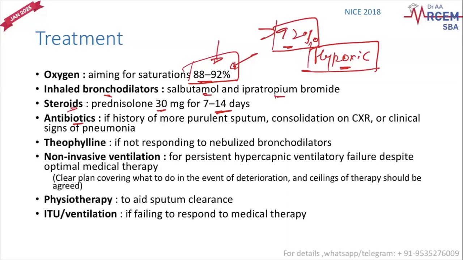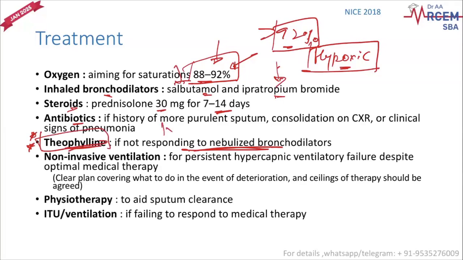Okay, so most of the patients get an antibiotic because infection is the most common factor here. Theophylline, remember this, people tend to forget it. If the patient is not responding to the nebulizers, what are you given? You're given salbutamol and ipratropium bromide. If they're not responding to these nebulizers, then you add on theophylline.